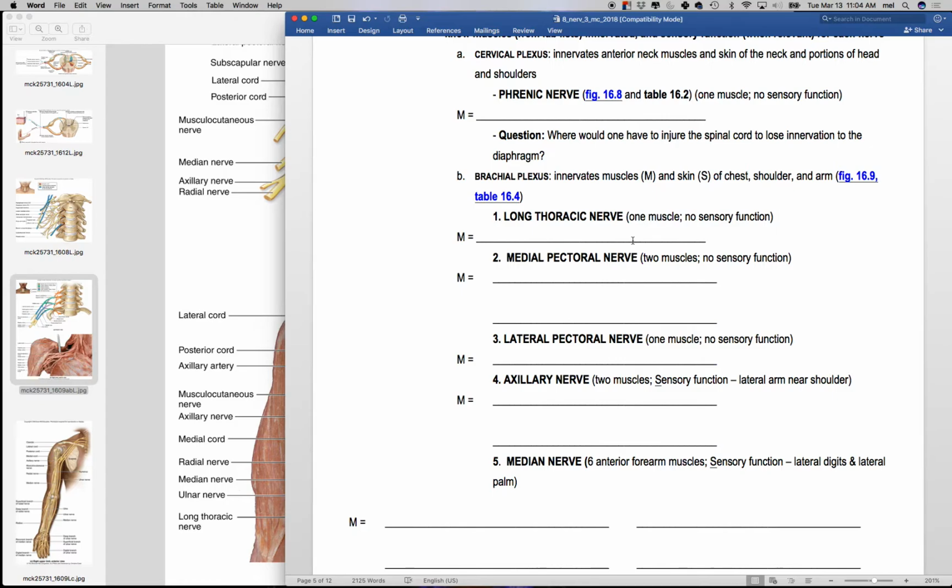Everybody good? Okay. And then the next two are the medial and lateral pectoral nerves. Here's where to look for them. Flip up the pectoralis major and look underneath. There are two nerves under there. Okay. So what muscles do you think that these two collectively are going to innervate? Major and minor. Okay. The big muscle is innervated by two nerves.